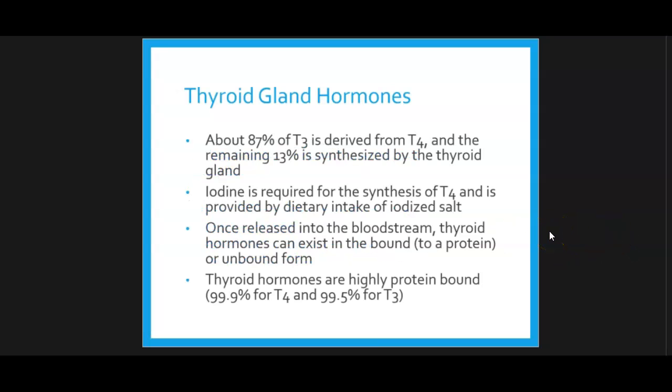So a couple more things about these hormones. 87% of T3 is going to be synthesized from T4, and then the remaining 13% is going to be synthesized by the thyroid gland itself. Now, in order to synthesize T4 into T3, we need iodine. So we have to have iodine in order to make this conversion, for T4 to change into T3.